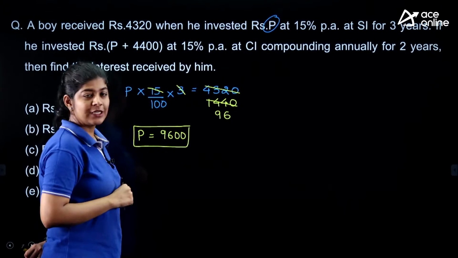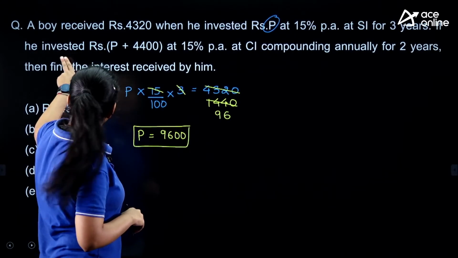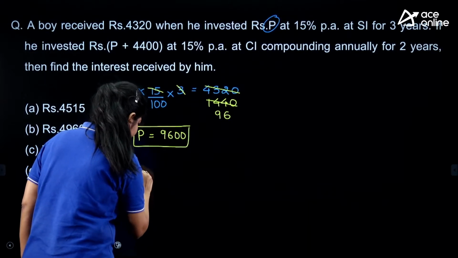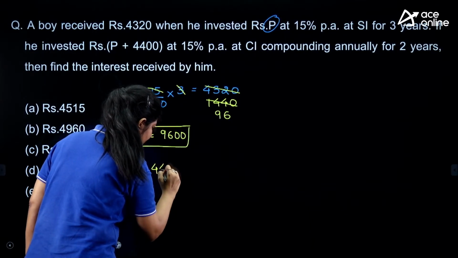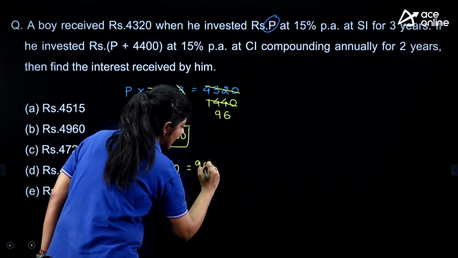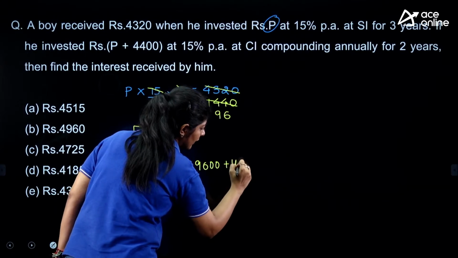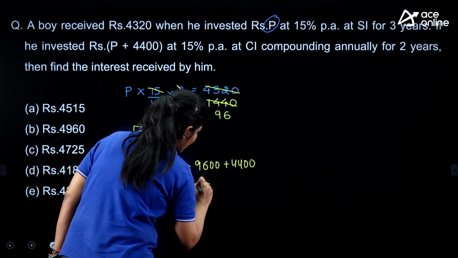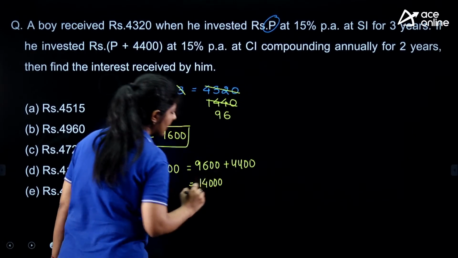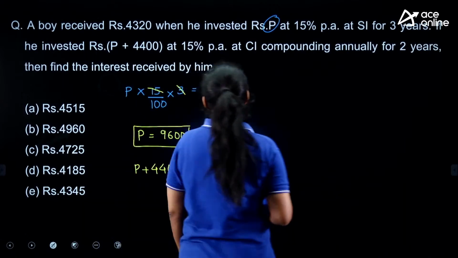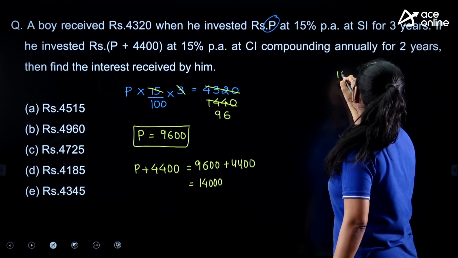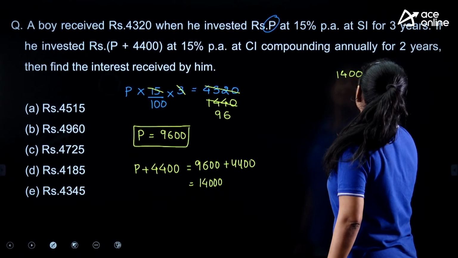Now the question is saying that if he invested P plus 4,400 rupees, that means now he is investing 4,400 rupees more. So 9,600 plus 4,400. That means now in total he is investing 14,000 rupees. He is investing 14,000 rupees at a rate of 15% but compound interest. So 14,000 invested for 2 years.